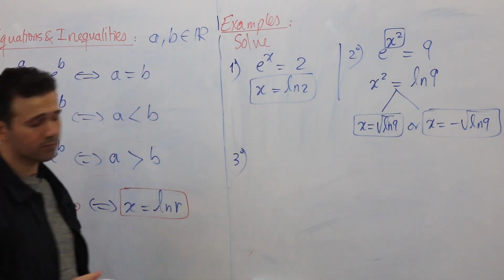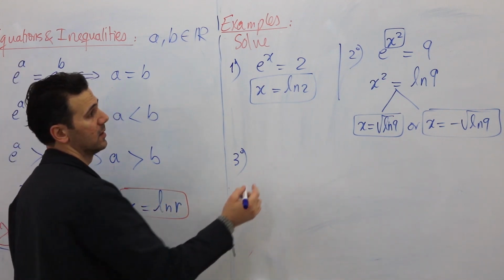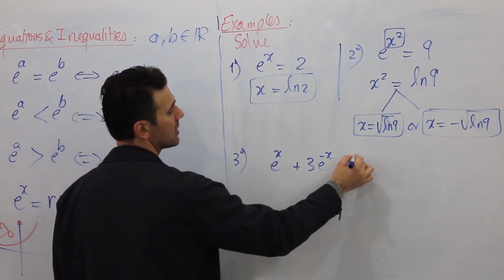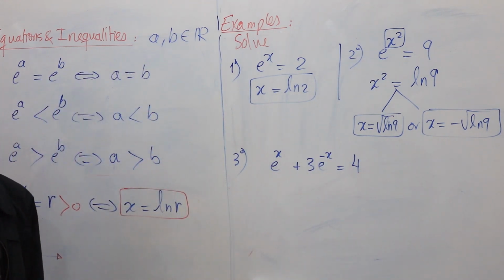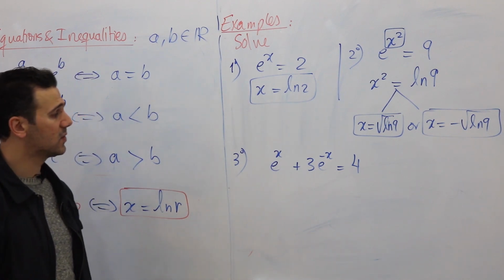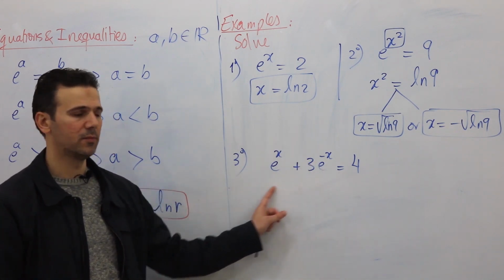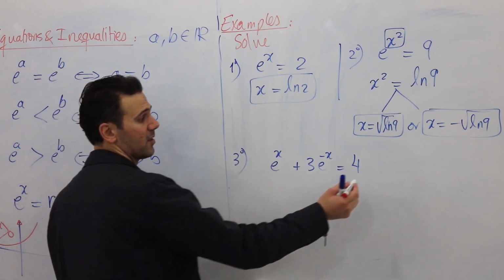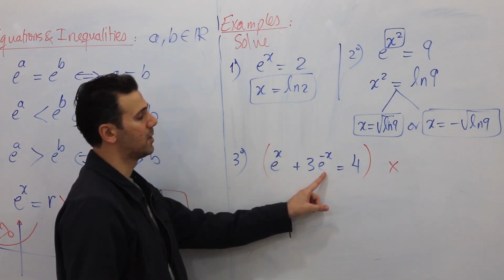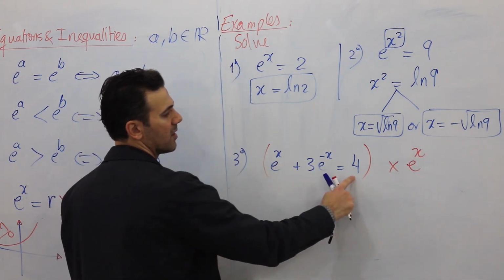Third case, I will give you a more complicated case. If we have e^x plus 3e^(-x) equal, let's say, 4. How could we solve this equation? We need to find the possible values of x. You may write e power minus x as 1 over e^x and make the same denominator, or I prefer another way: just multiply both sides by e^x, in order to remove this e power minus x. Everywhere, this term and that term.